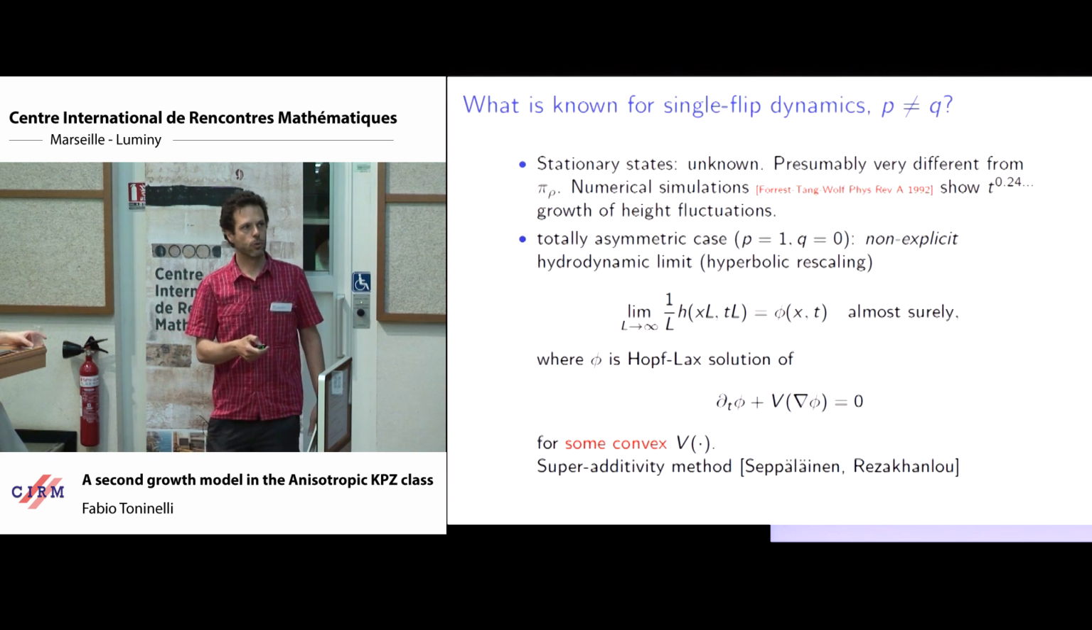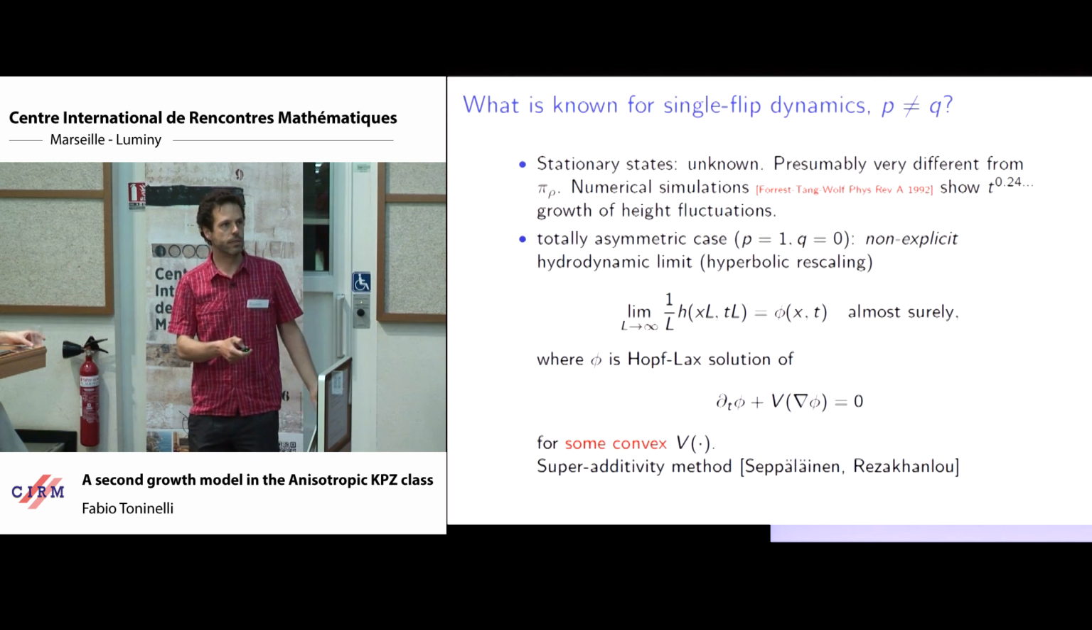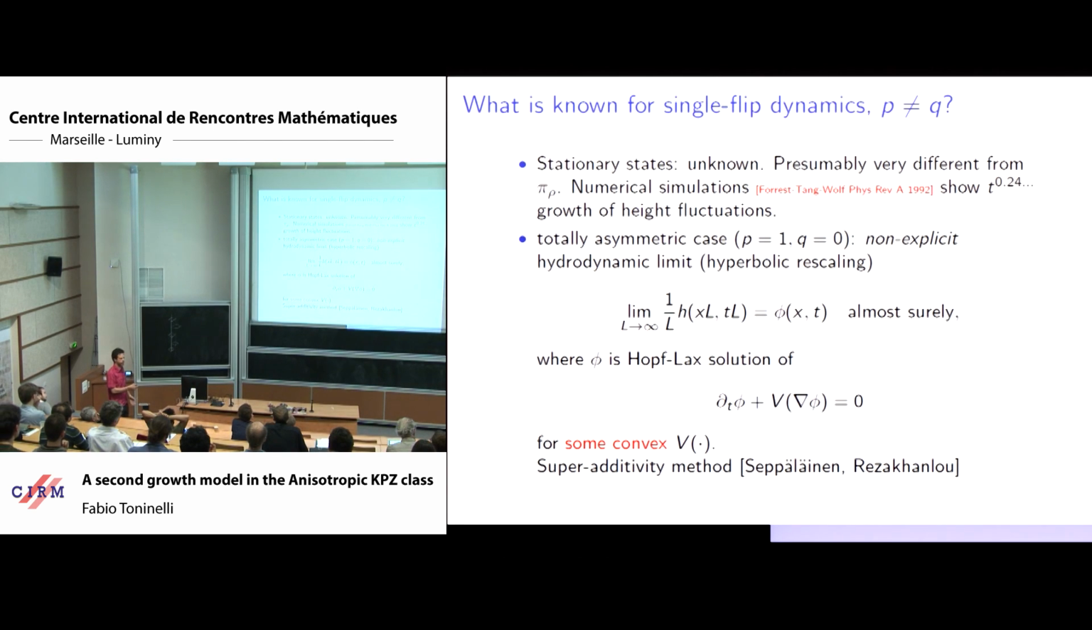And this limit is the solution of a certain first order PDE of Hamilton-Jacobi type, ∂t phi plus V of grad phi equals 0, where V is a convex function, maybe not strictly. This kind of first order equation develops singularities in finite time. So what kind of solution is that? It's the so-called Hopf-Lax solution, which can be expressed with a very compact variational principle in terms of this function V and of the initial profile.